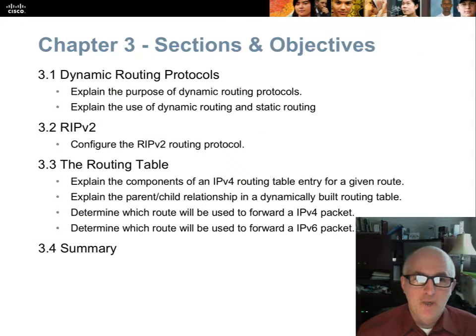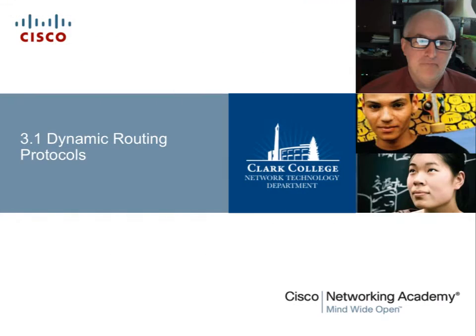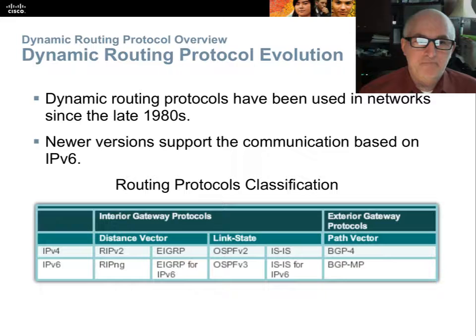Last week, we looked in Chapter 2 at static routing and got a good understanding of what routing is, as well as how to manually configure it with static routes. This week, we'll be looking at how to use automagic routing protocols that create their own routes. Let's take a look at dynamic routing protocols.